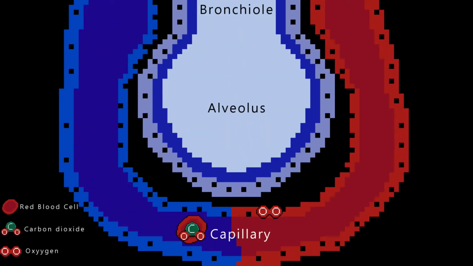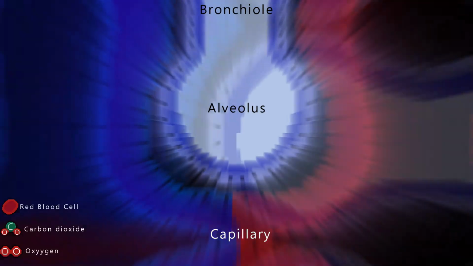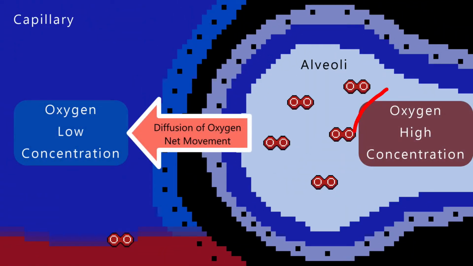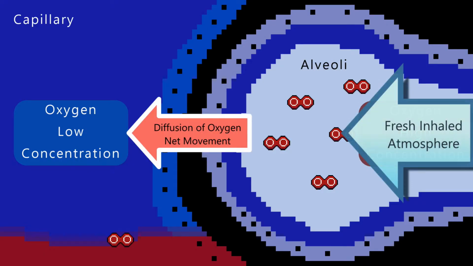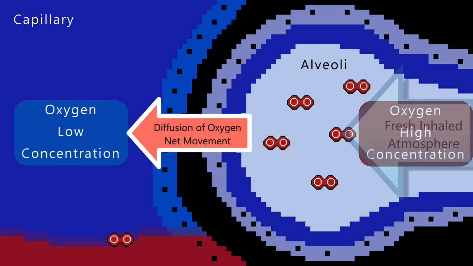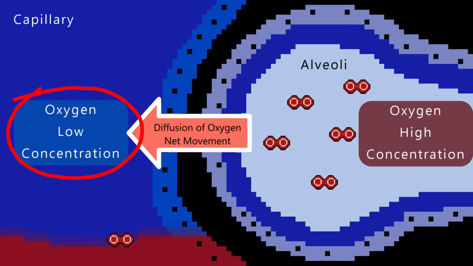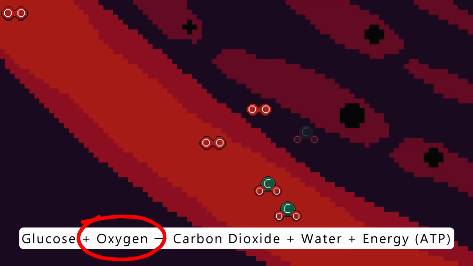The alveoli are the site of gas exchange between the atmosphere and the blood. Deoxygenated blood flows all around the alveoli so that oxygen can be picked up and carbon dioxide can be removed via diffusion. Oxygen is always in a higher concentration in the alveoli because it is always receiving fresh atmosphere as we breathe. The deoxygenated blood will always have a lower concentration of oxygen compared to the alveoli because the cells have been aerobically respiring and using up the oxygen.